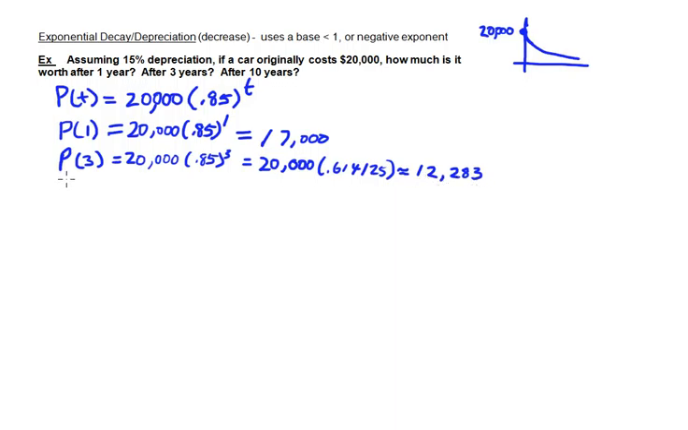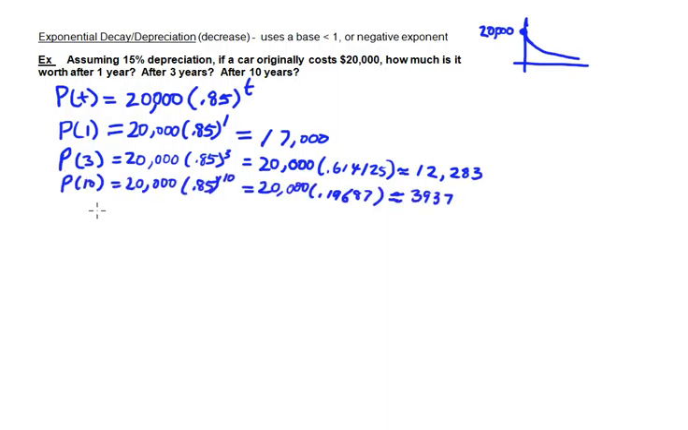And finally, plugging in for P of 10, we can do a similar calculation, 20,000 times 0.85 raised to the 10th power. And with some rounding, we end up with $3,937. So we can see that the value decreases. Starting at 20,000, it goes down to 17,000 at the end of the first year, and then down to about 12,000 at the end of the third. And finally, a 10-year-old car is worth just a little under $4,000.